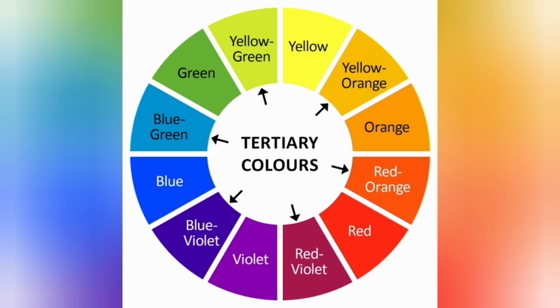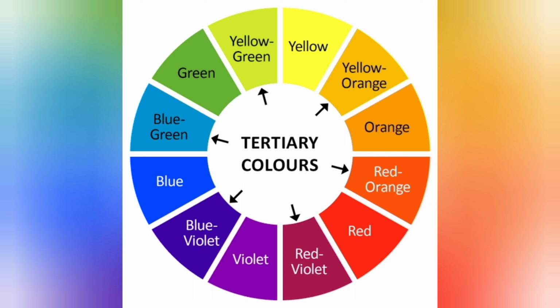Primary red and secondary orange create red-orange, tertiary. Primary red and secondary violet create red-violet, tertiary. Primary blue and secondary green create blue-green, tertiary. Primary blue and secondary violet create blue-violet, tertiary. Primary yellow and secondary green create yellow-green, tertiary. Primary yellow and secondary orange create yellow-orange, tertiary.